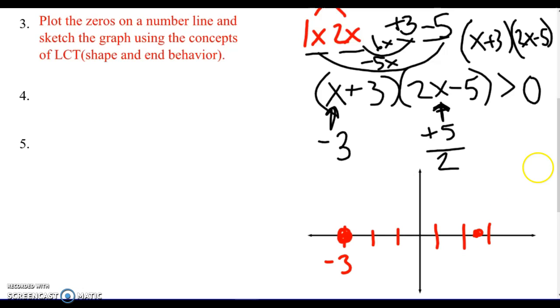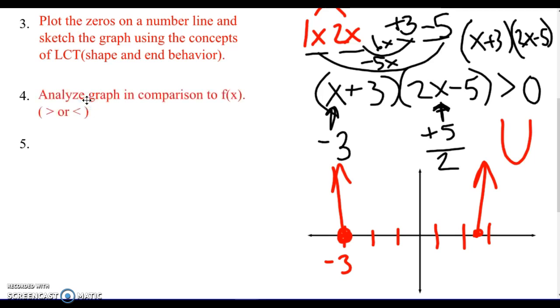Now, if I look at the original, it says x squared. So what's the mother function of your x squared? Yeah, it's a parabola, and it's opening up. Do you know why it's opening up? It's opening up because it's positive. So here's what's going to happen at the end. Now, in the middle, it's going to come down and U up. But how specific do we need to be? Analyze the graph in comparison to that, and write the solution.